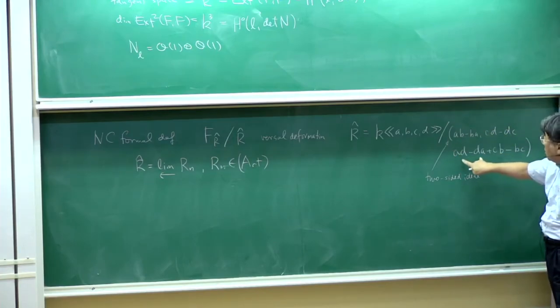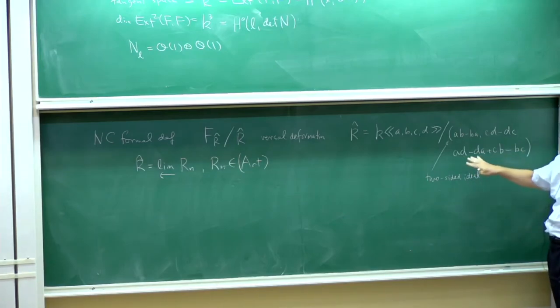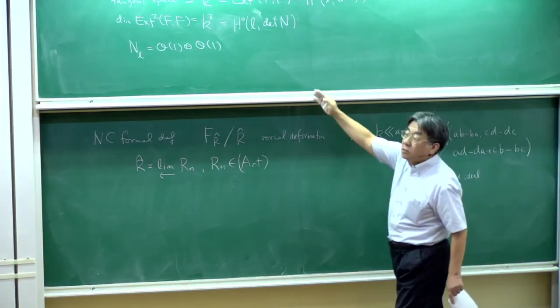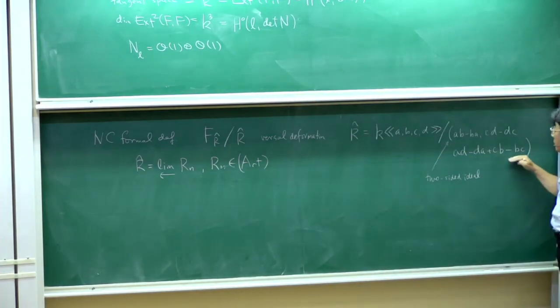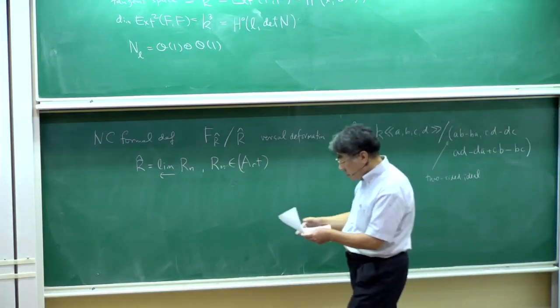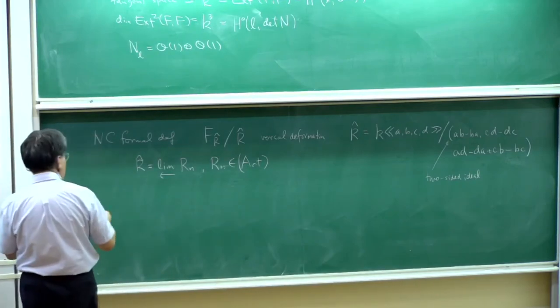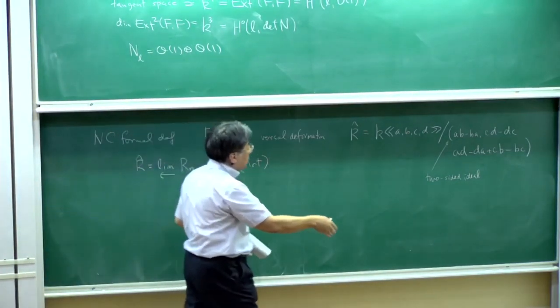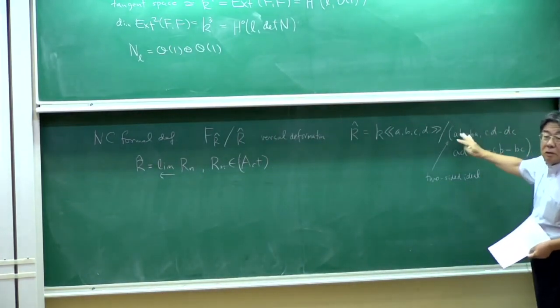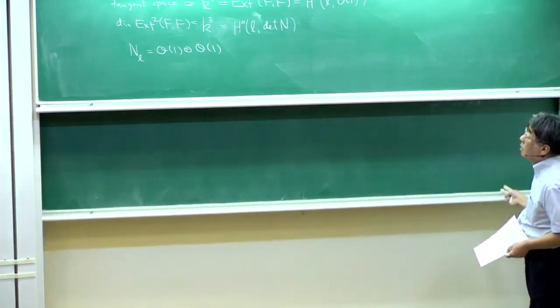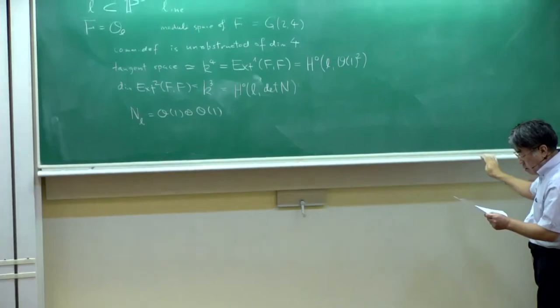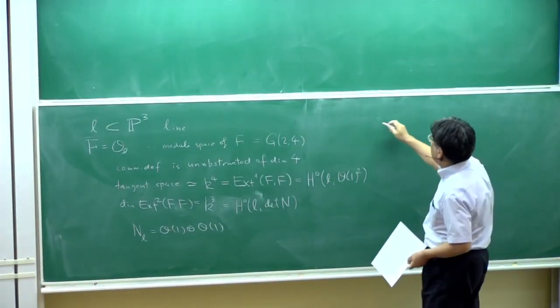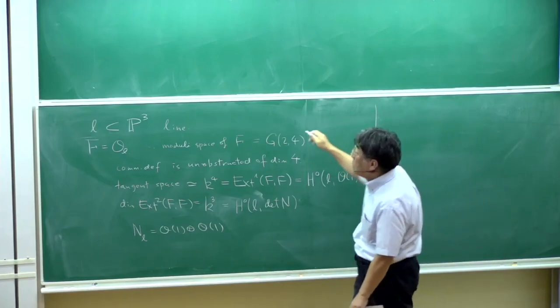So if you have all commutators, then you get just commutative deformation. But you don't have all commutators. This is just part of the commutators. So the non-commutative deformation is more than the commutative deformation, but obstructed. So it is singular also. So this is quite a common feature of non-commutative deformations. So this is one example.